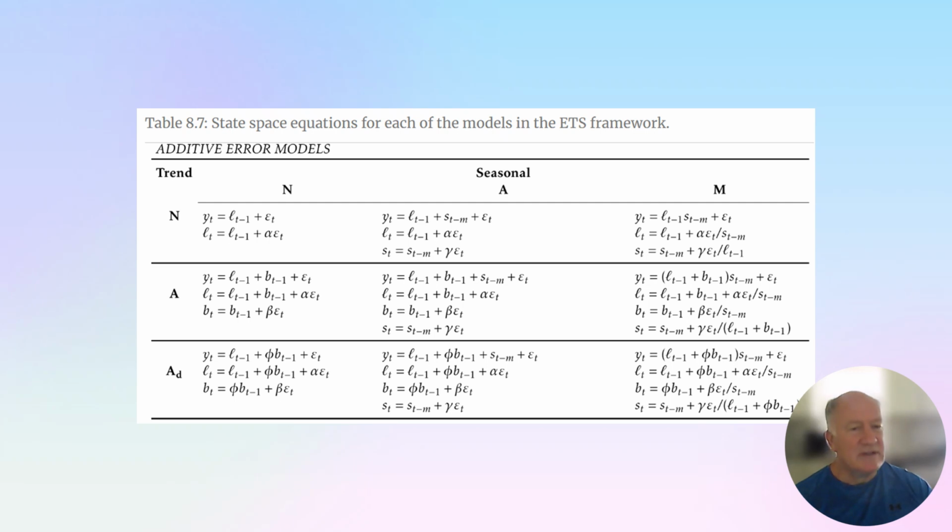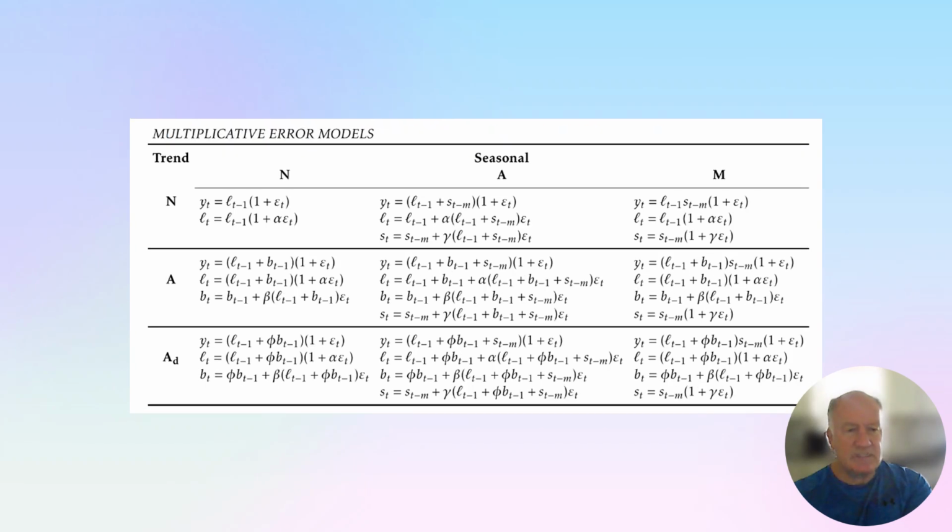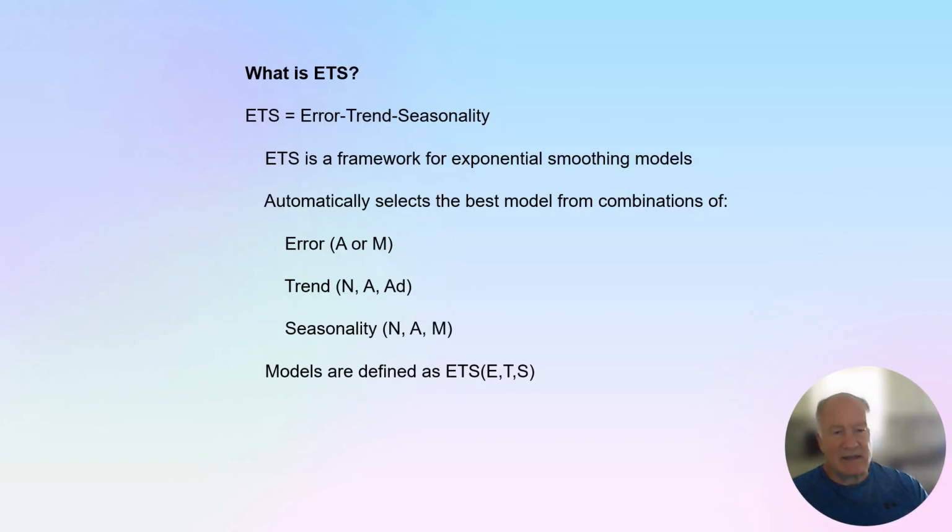So we're going to talk about the ETS framework, and in here we have additive error models. So in this case, the error is additive, and we can have a trend and a seasonal effect, and go ahead and pick these different models, the one which works best. And we also have multiplicative error models, and once again with a trend and a season.